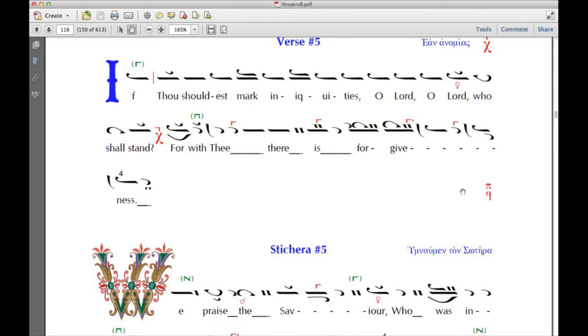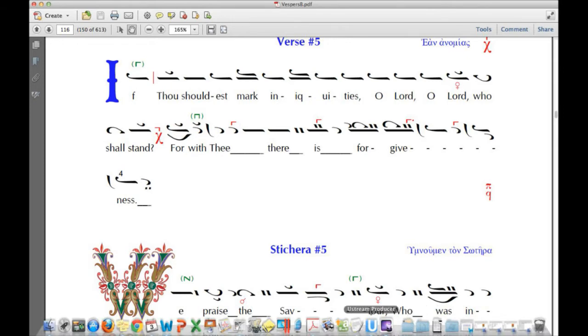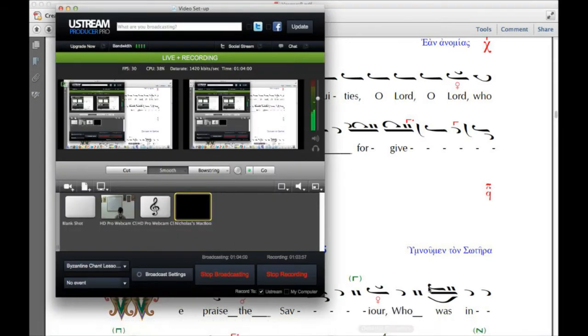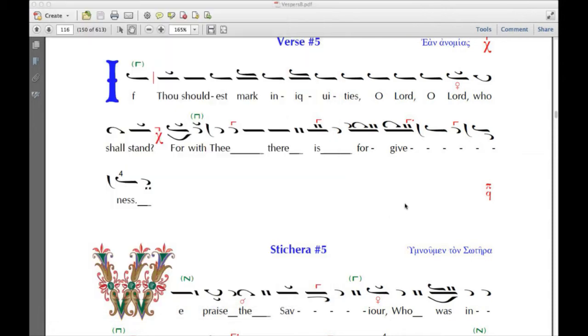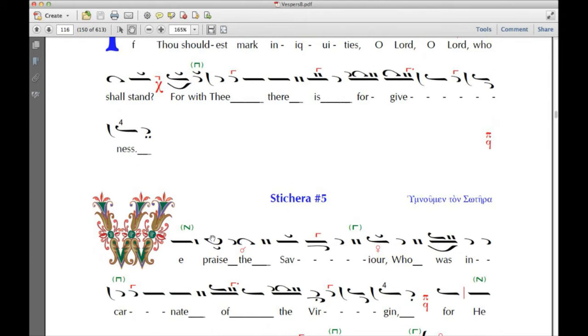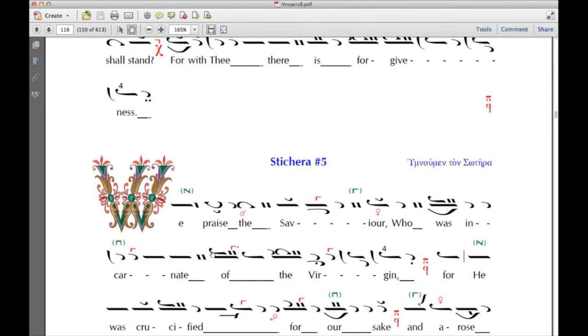If thou shouldest mark iniquities, O Lord, who shall stand? For with thee there is forgiveness. What's the first note? We end up on pause with so it's Ga. Ga, which is different than all the previous ones that we had. Of course. Yep.